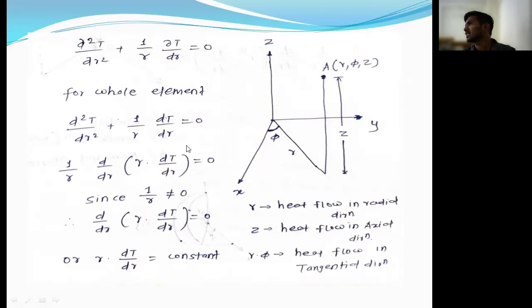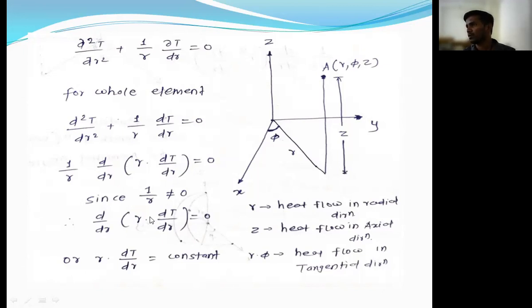Did everyone understand this equation? The answer to this equation is the same for you. So we have written the equation in this form. 1 upon r is not equal to 0 means this factor becomes 0. If this is not 0, then this has to be 0, because ultimately the answer is 0. So therefore d by dr into bracket r into dt by dr is equal to 0.